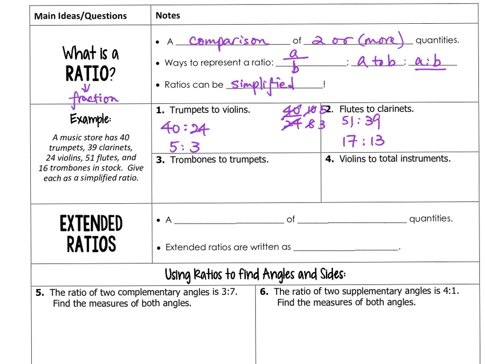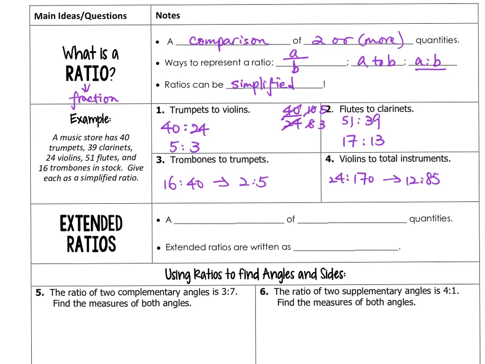Trombones to trumpets. How many is that? 16 trombones, 40 trumpets. So that becomes 2 to 5. There's an 8 in there. And finally, violins to the total is 24 to 170. So that's 12 to 85, right?